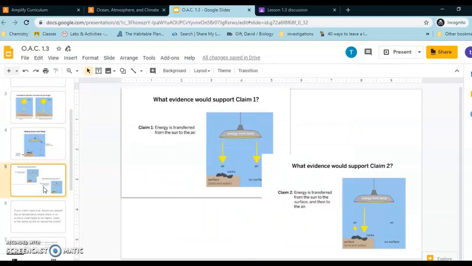Okay, so let's make some predictions. So if I was looking at claims, we have two claims here, right? And claim 1 is that air is being directly heated from the sun. So the energy is transferring from the sun to the air. And claim 2 is saying energy is transferred from the sun to the surface to the air. So let's do a quick poll. Who thinks claim 1? Who thinks claim 2? Click on which one you think.